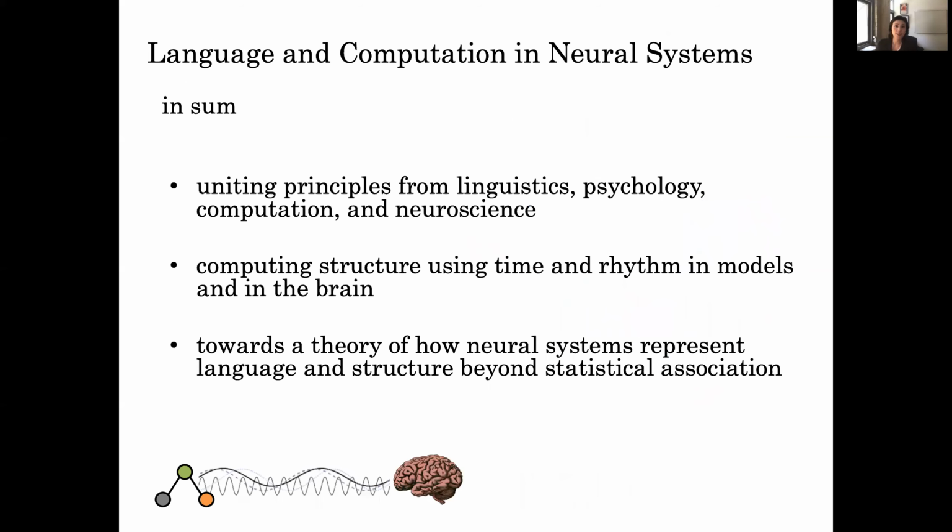All right, to sum up, I've taken you on a mad dash through work going on in the group, Language and Computation and Neural Systems, where we're really interested in uniting principles from linguistics, from psychology, from computation, and neuroscience. And our goal is really trying to find different ways to compute structure using time and rhythm and a variety of neural network models and validating against brain data and behavioral data. With the overall goal of developing a theory of how neural systems might come to represent language and structure beyond statistical association, of which human language itself is really a canonical and beautiful example.